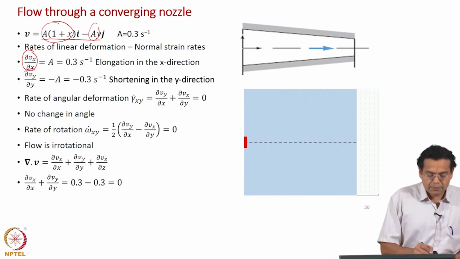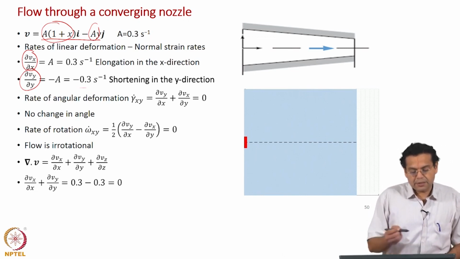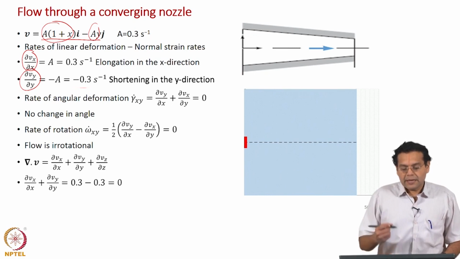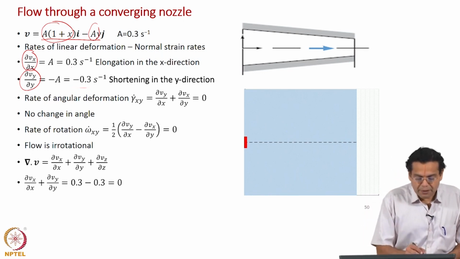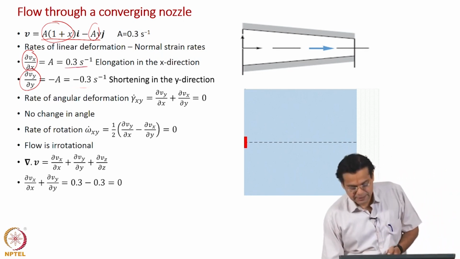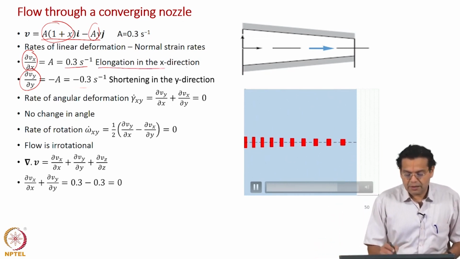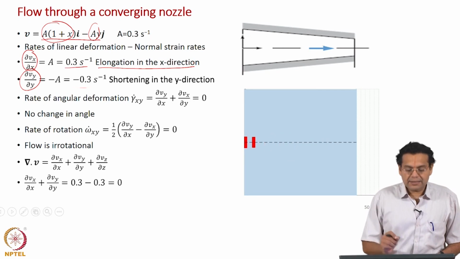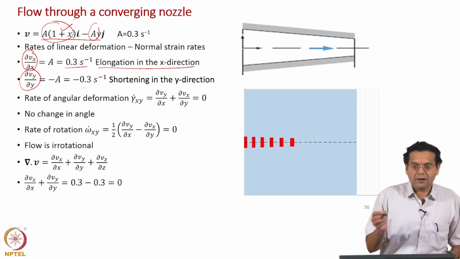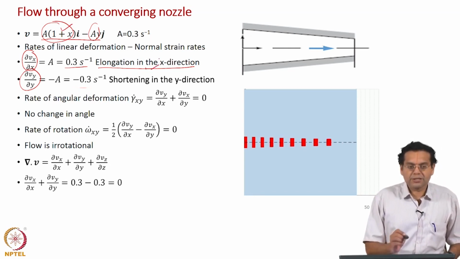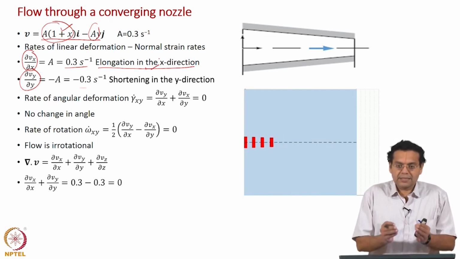Now what about the y direction? It is minus a, and you have a minus 0.3 second inverse, and there is reduction in the height of the fluid element. Because of this, when we run the simulation, this tells you that there is elongation in the x direction. This clearly justifies our earlier statement that because the velocity increases along the x direction, there is elongation of the fluid element. Earlier we made it as a qualitative statement, now we are quantitatively establishing that statement.